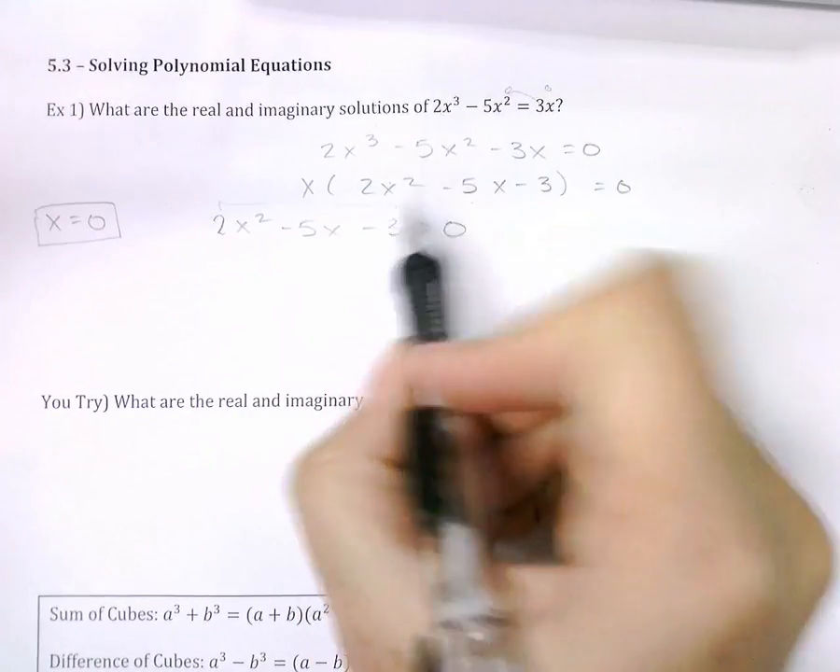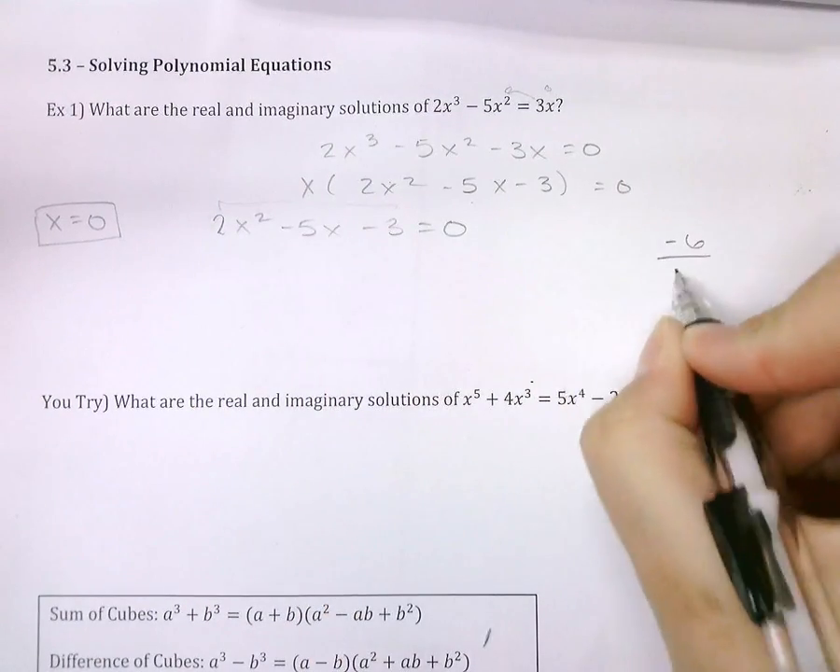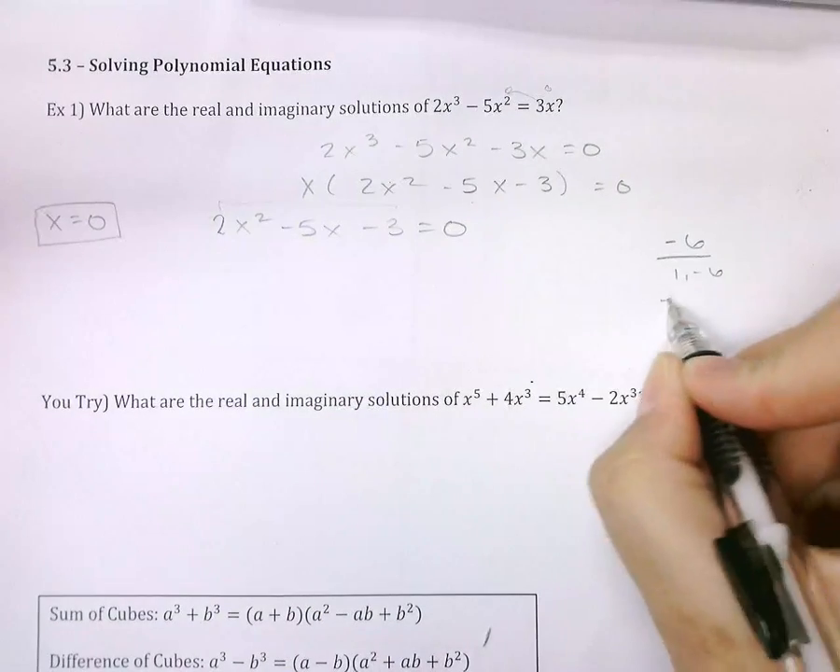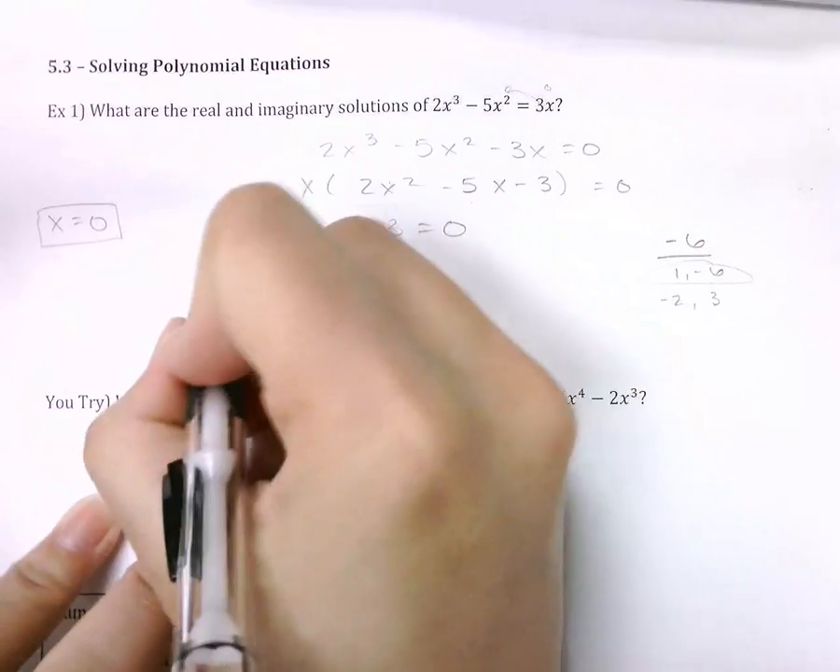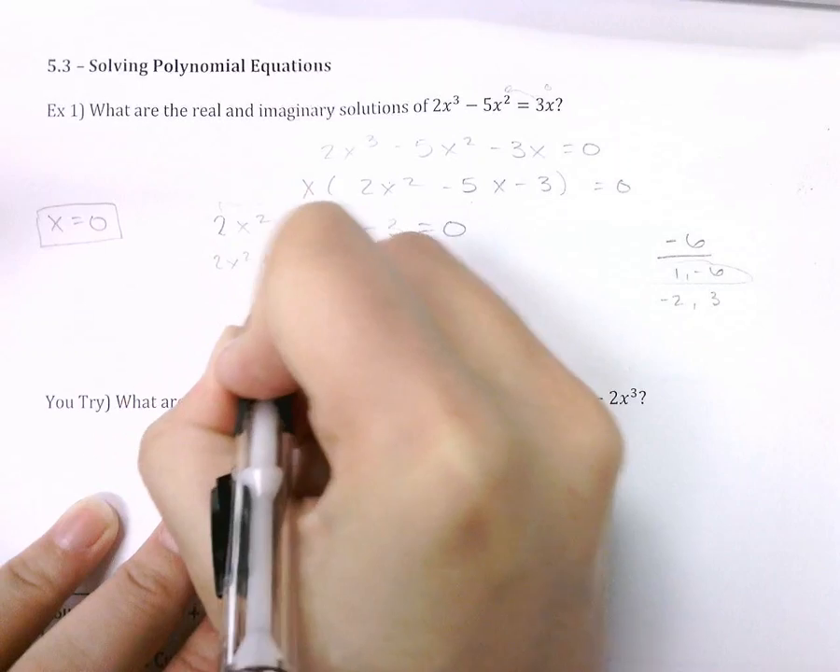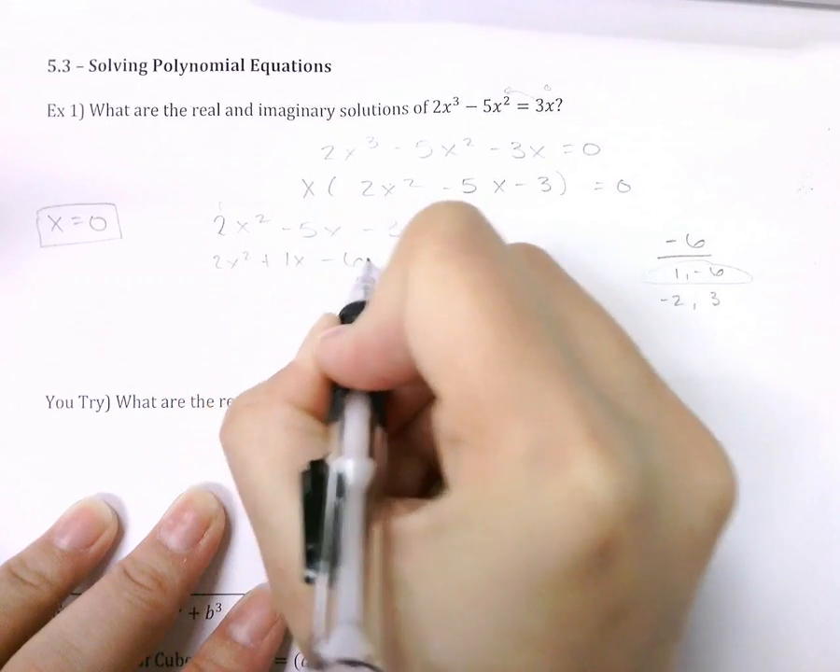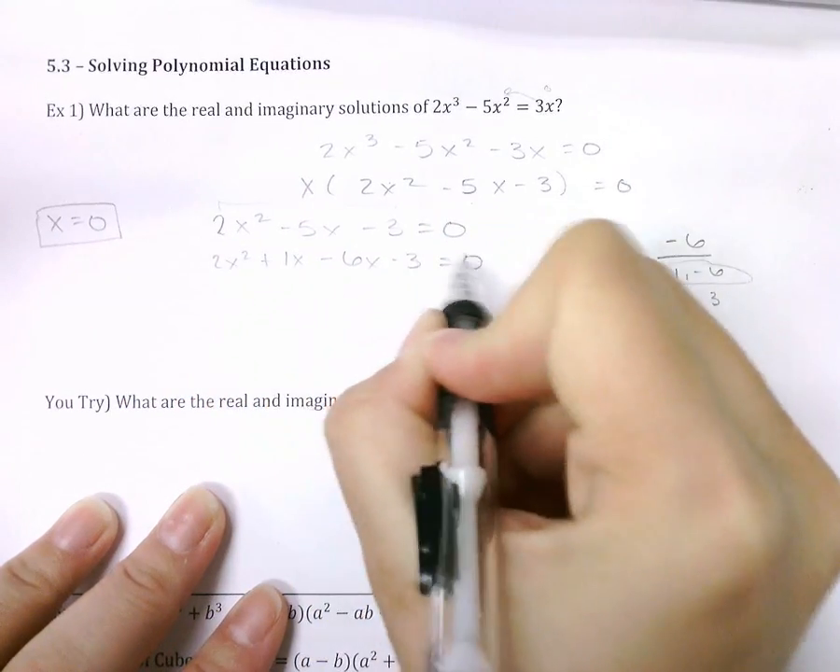If it factors, usually that's easier, but if it doesn't factor, usually the quadratic formula is the way to go. Is there a number that multiplies to -6 and adds to -5? 6 and 1. Yeah, okay. So that first set that I wrote down: we got 2x squared plus 1x minus 6x minus 3 equals 0.